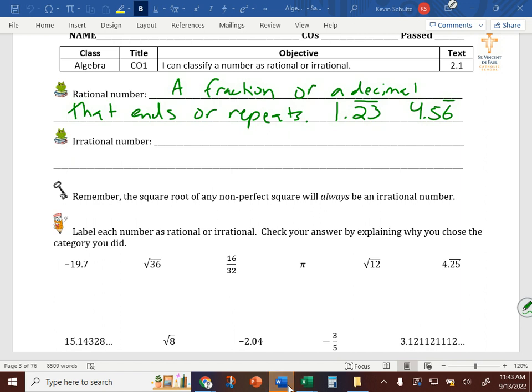An irrational number, we've already defined. Actually, no, the opposite. A rational number is a decimal that ends. An irrational number is a decimal that does not end, does not repeat. Okay? And there are really kind of three ways that we can signify a number is irrational.